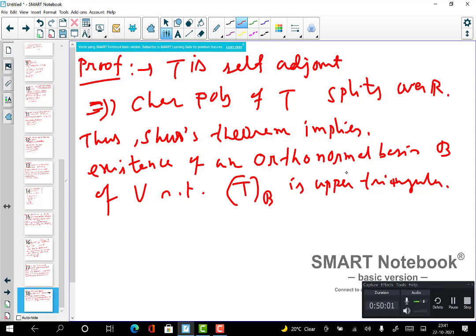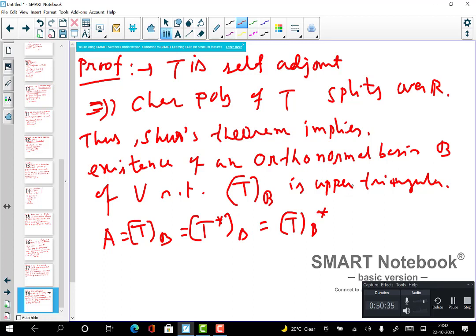Now, because it's upper triangular, what can you say? Suppose A is the matrix of T with respect to this basis. But we know that the operator T and T star are the same, I mean, this is self-adjoint. So T star of B is nothing but the matrix of T, whole star, and this is nothing but A star. What does that mean? That means that A and A star are the same. So T is upper triangular, A is upper triangular, which implies A star is also upper triangular.